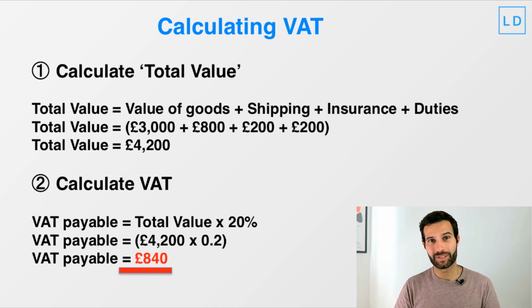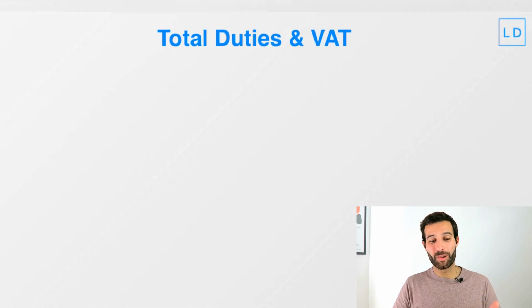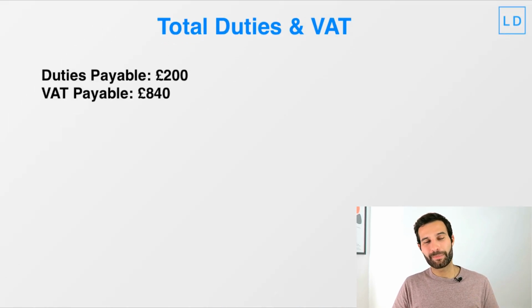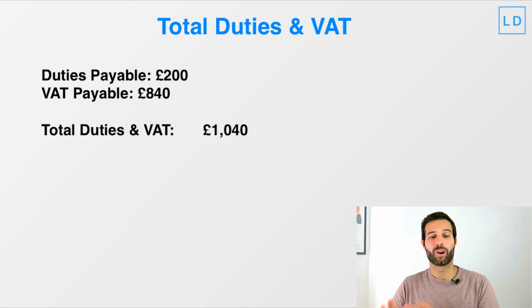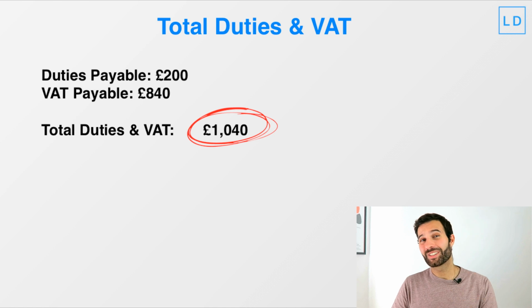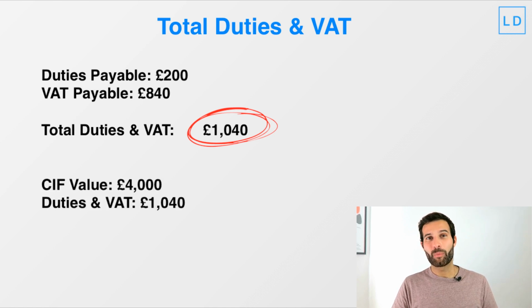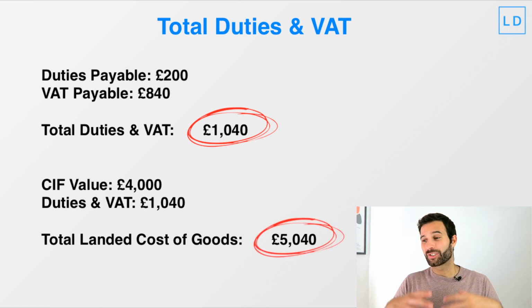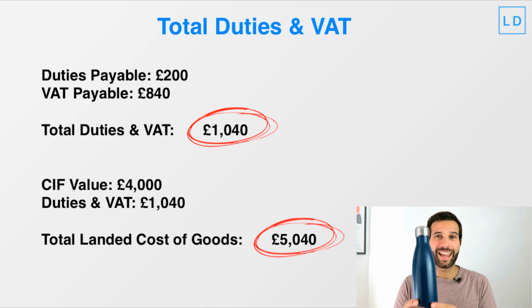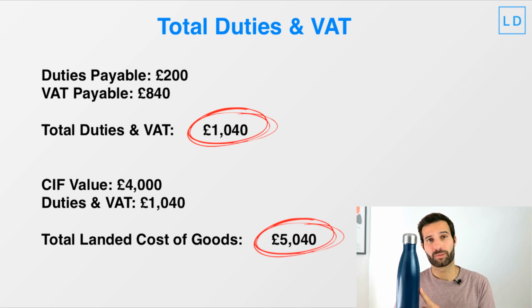But actually VAT is calculated as 20% of the value of the goods plus the shipping, plus insurance, plus the duties. Okay, so after doing these calculations, we know that the duties payable is £200, the VAT payable is £840. So the total duties and VAT that we're going to owe HMRC on this import is £1,040. So if we add these duties and VAT to our CIF value, we know that we have a total landed cost of goods of £5,040. So let's say for this example that we are importing 1,000 stainless steel water bottles. That would mean that we have a landed cost of goods sold of £5.04 per water bottle. So that is how you accurately calculate import duties and VAT.